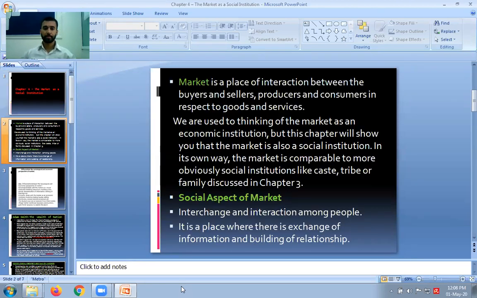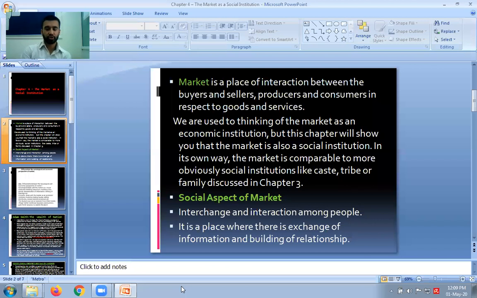So what is market? Market is a place of interaction between the buyers and sellers, producers and consumers, in respect to goods and services. Now, I'm sure you all are aware of this term market, but we have to understand it in a systematic, logical and rational way, what exactly it means. Vegetable market, fruit market, or any kind of market. So there exist different kinds of market in the society, in the country or in the state.